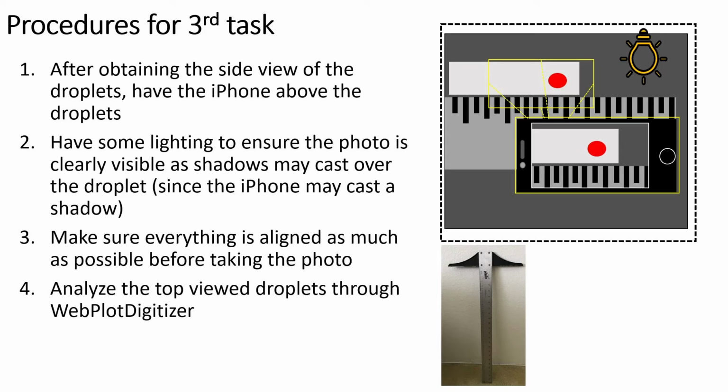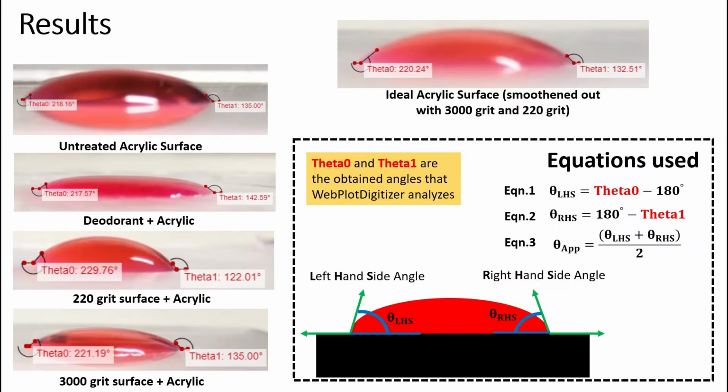After getting the side views of the droplets, I had to orientate my iPhone not from the side, but from the top view, so I was able to get the surface area profile. And as you can see, I also have my aluminum ruler as a reference guide to see how big the droplets are, and I can use this to plot through the WebPlot Digitizer. This is to help ensure that I have the right surface area value of the liquid droplet on the surface.